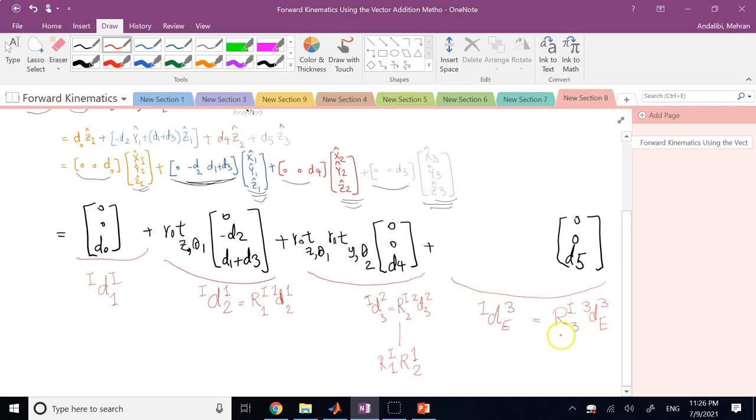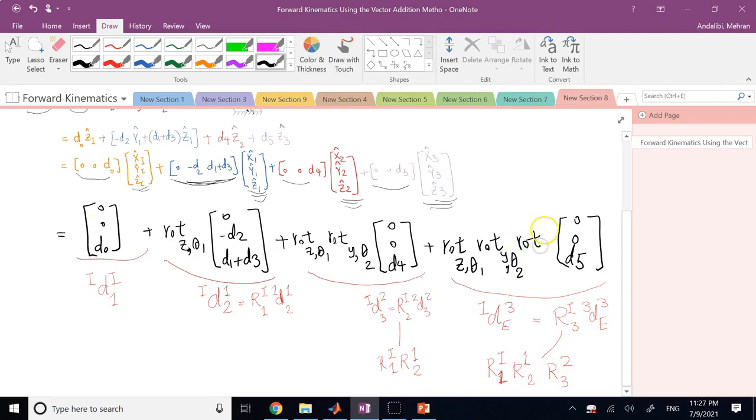For here I need the rotation matrix of 3 with respect to I, which is rotation of 1 with respect to I, times rotation of 2 with respect to 1, times rotation of 3 with respect to 2. And I have 2 of them. So I have the rotation z with theta 1, which is 1 in I with respect to I, times rotation of y with theta 2, which is 2 with respect to 1, and then 3 with respect to 2.